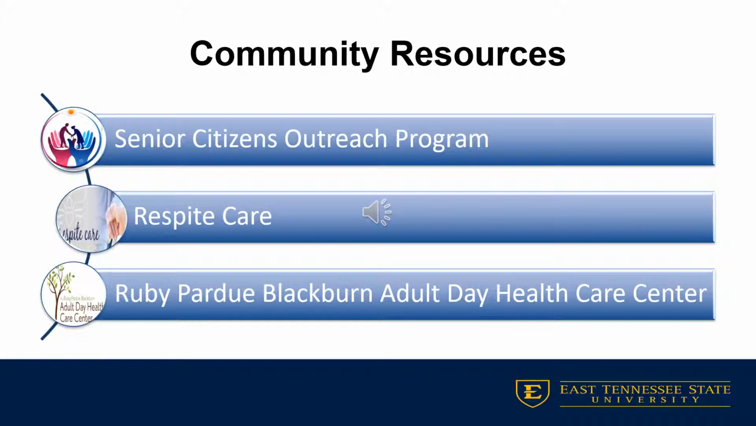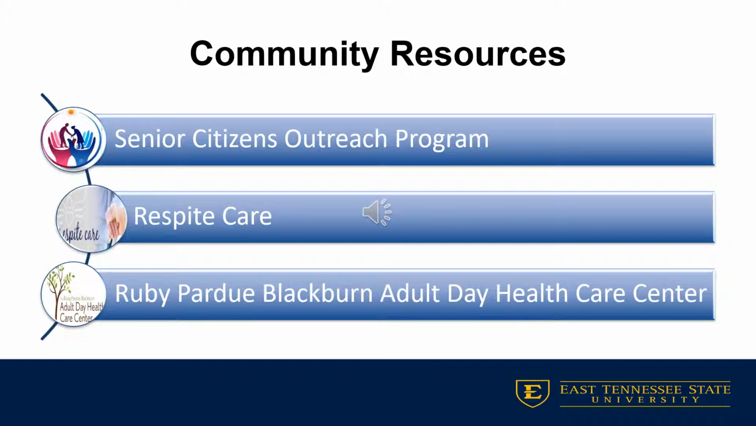Community resources include the Senior Citizens Outreach Program, Respite Care, and the Ruby Purdue Blackburn Adult Day Healthcare Center. These local resources are very impressive for our area and are geared towards seniors and provide all levels of service. Respite Care is offered to families in our community through several different services and agencies.